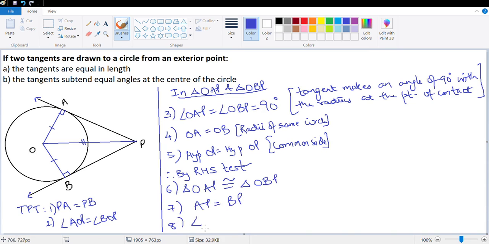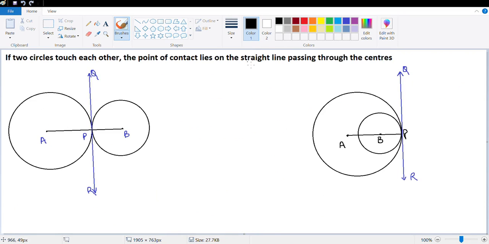It also means angle AOP is equal to angle BOP. It also means angle APO is equal to angle BPO. The reason for all three of them is CPCTC. That's what we set out to prove. Let's move on. But this is again the second very important property, which is that from a point outside the circle, you can draw two tangents and the length of both the tangents is equal.